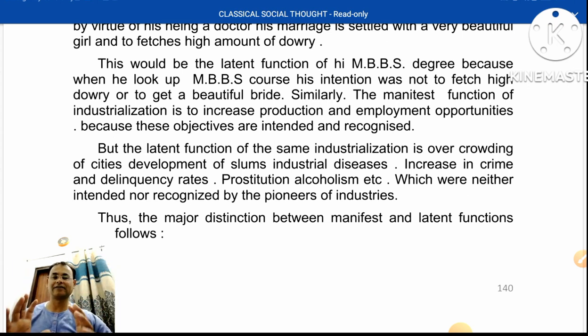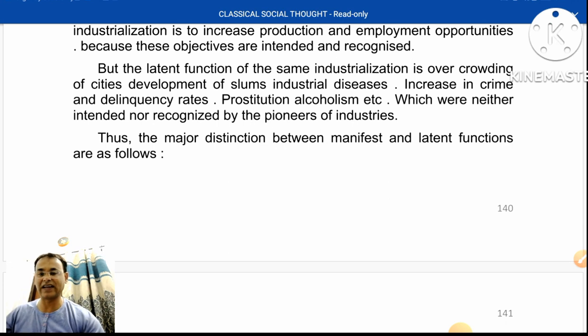Similarly, the manifest function of industrialization is to increase production and employment opportunities, because these objectives are intended and recognized and direct and very clear. But the latent function of the same industrialization is overcrowding of cities and development of slums, industrial disease, increase in crime and delinquency rate, prostitution, alcoholism, etc., which were neither intended nor recognized by pioneers of industries. Thus the major distinction between manifest and latent function.